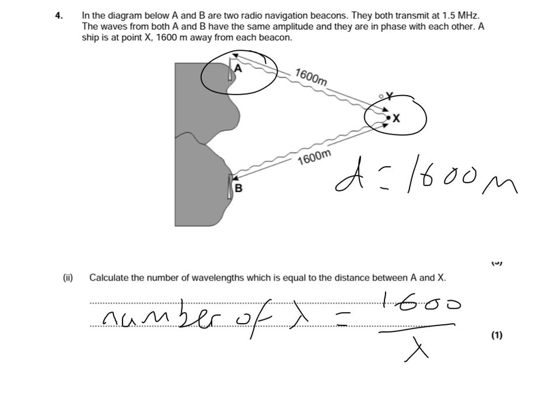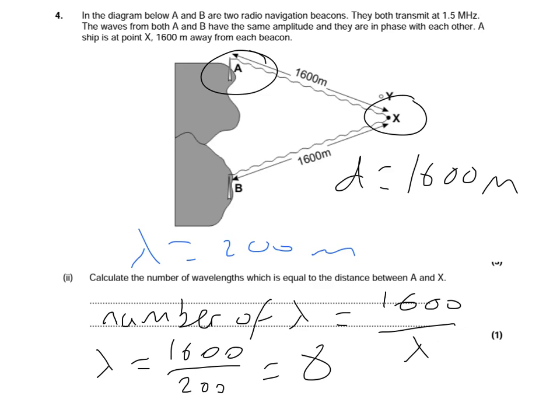Now, we worked out, I was writing in blue, that lambda was equal to 200 meters. Okay, but you get an error carried forward mark here, so whatever you wrote down on the last one, as long as you do 1,600 divided by that number, you'll still get it correct. But following it through with the correct answer, we get 1,600 over our 200, which comes out to be 8 wavelengths. That would get us the final mark on this question.